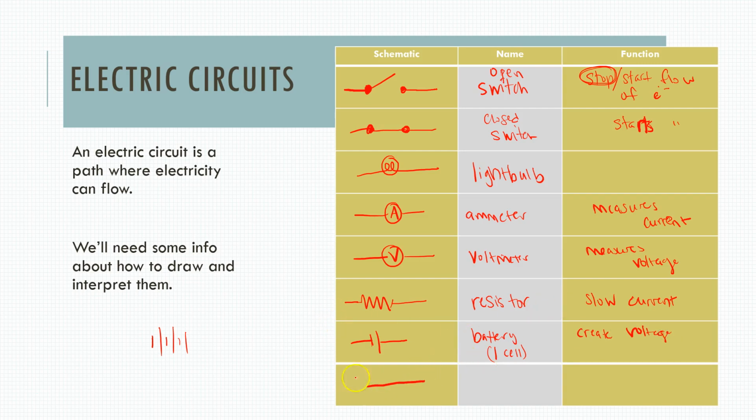And I probably should have done this one first, but every time you see these lines, that's simply the wire. And what the wire does is it makes a path for electricity to flow. So these are our basic ingredients of creating currents. Part of what you're going to be doing for this practice assignment is drawing some circuits. We're going to draw some together for just a minute to make sure that you understand how to draw them and then how to interpret them.